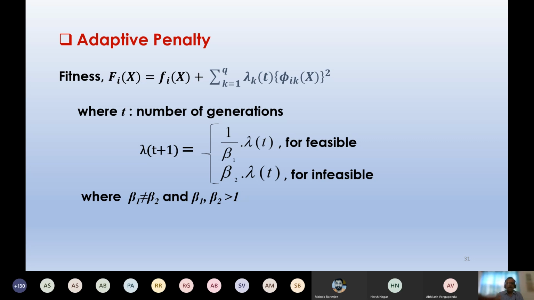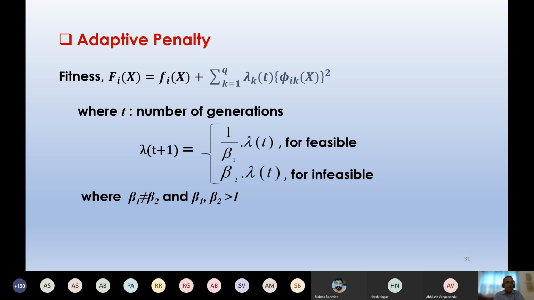If there is no violation of functional constraint, we put a penalty which is very small. So in adaptive penalty, even for your feasible solution, we put some penalty, but that is a smaller penalty. But for infeasible solution, we put some larger or higher penalty. Now how to find out?